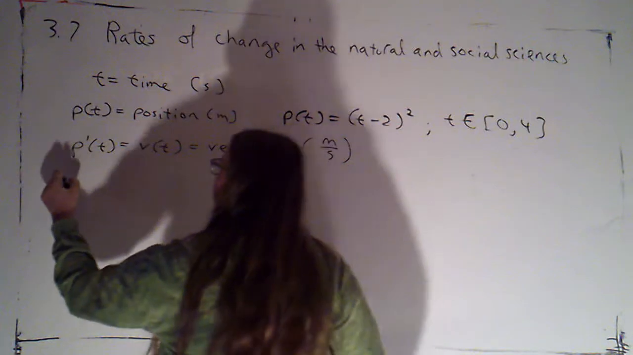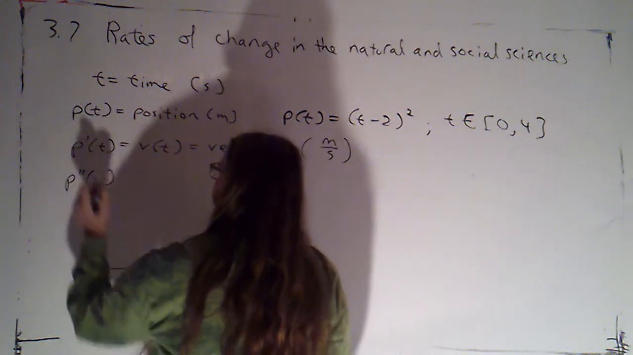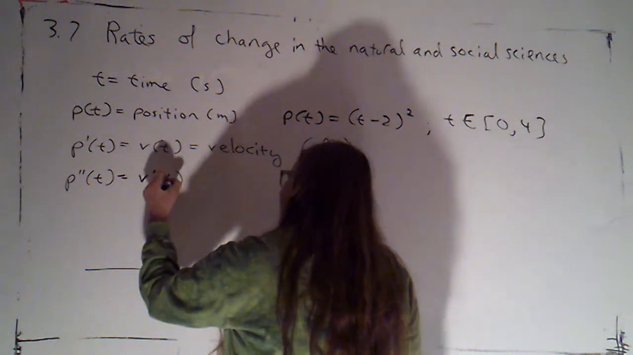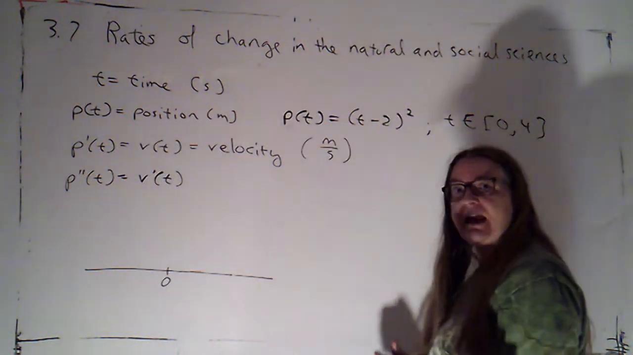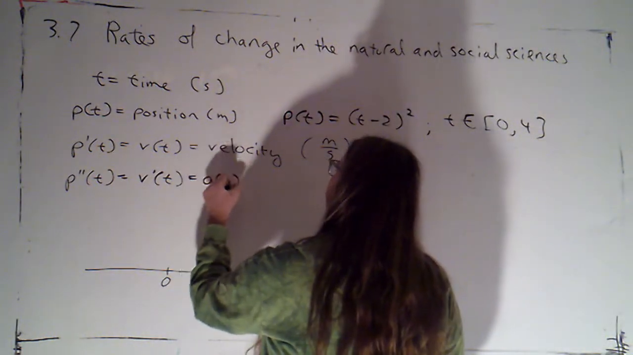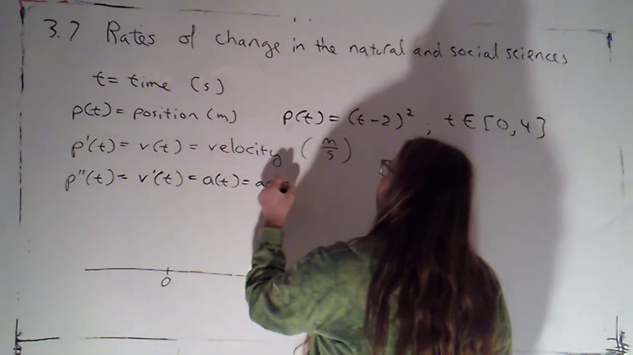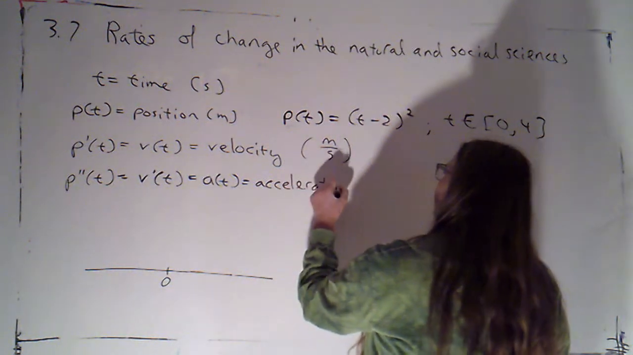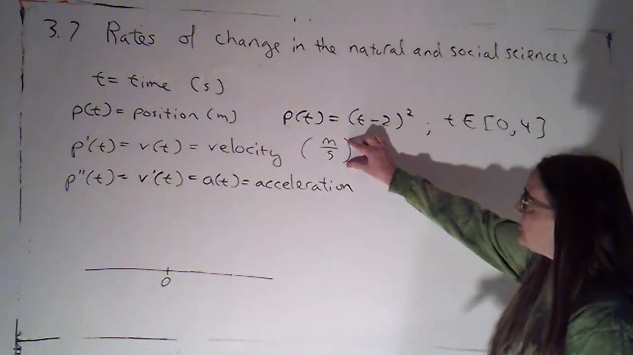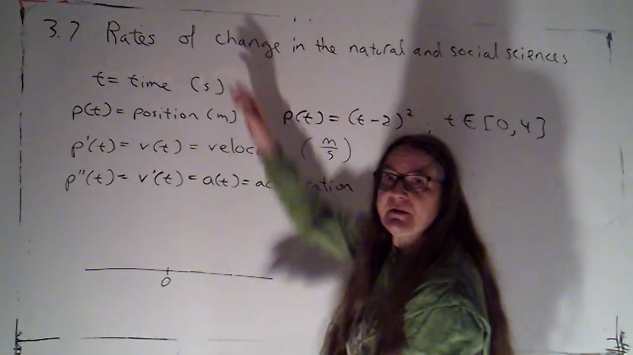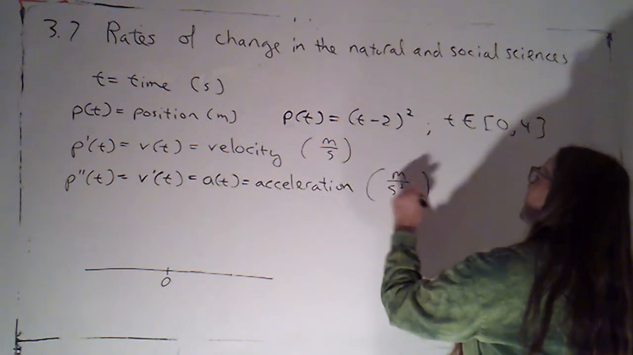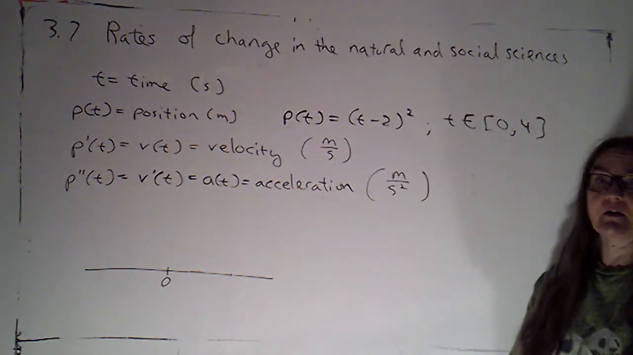We also know that if we take the second derivative of position with respect to time, that would be the first derivative of velocity, and the rate of change of velocity has its own name. That's a of t, which is the acceleration. And the units for that are the fraction of these units with the units for time, so it's meters per second per second, and we usually write that as meters per second squared.